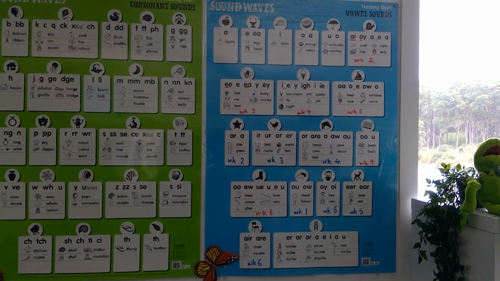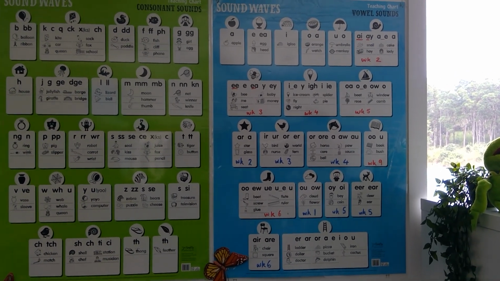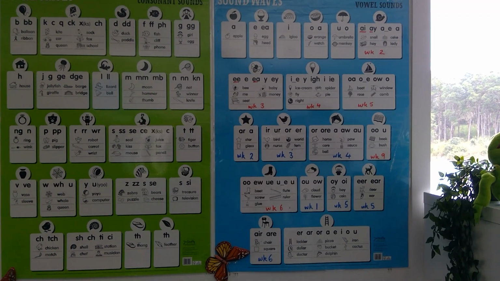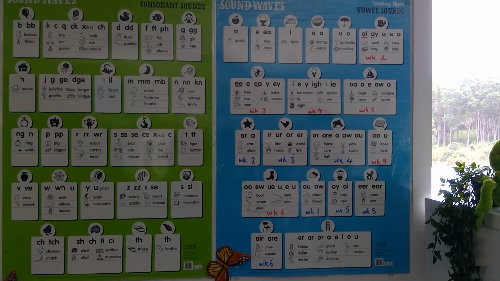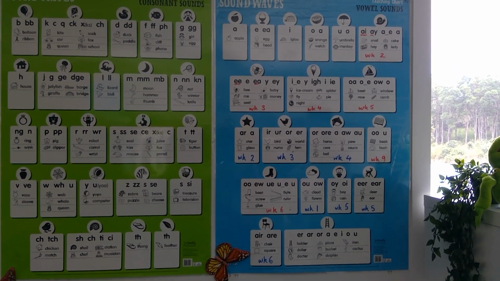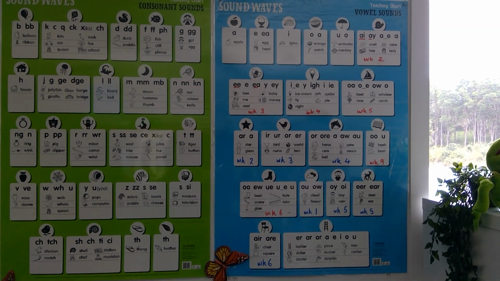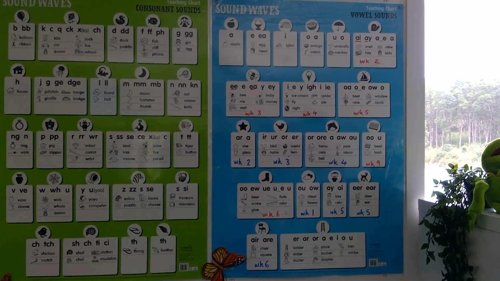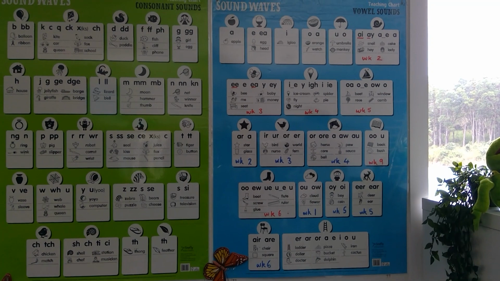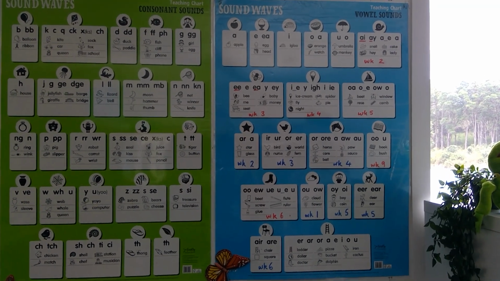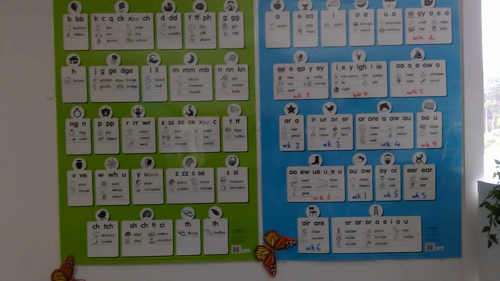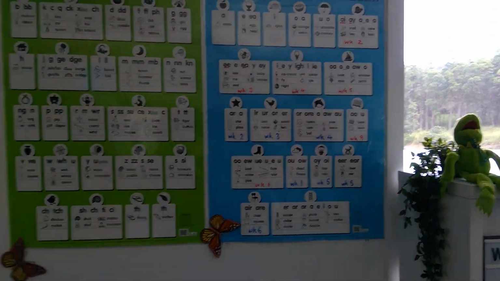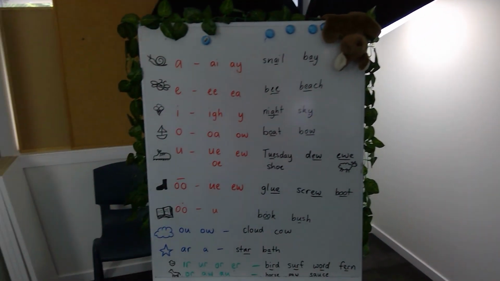Now this term, we've looked at owl, the cloud owl. You can see week 1. Week 2, we looked at R, the star last week. This week, week 3, we're looking at the bird. Then week 4, we're going to look at or. And then in week 5, we're going to look at ear and the oi. And week 6, we look at the air sound. So I want to just recap, and we're going to have a look at those combinations.